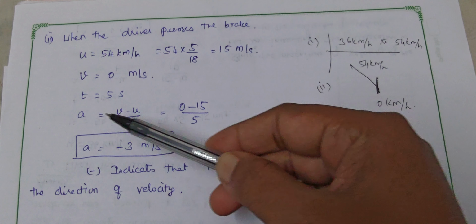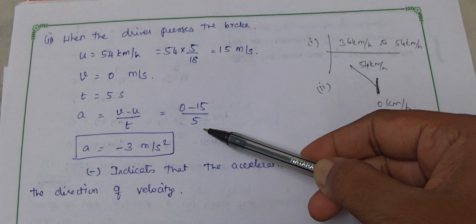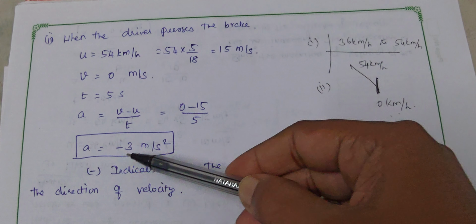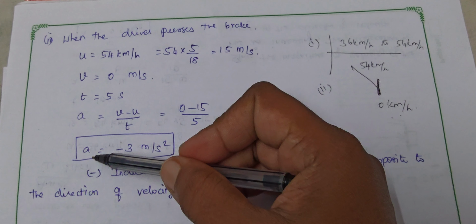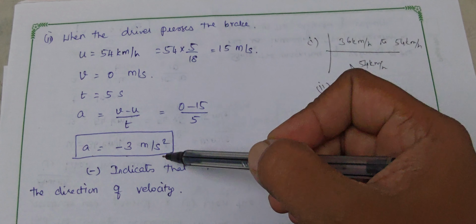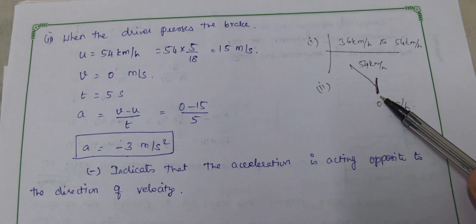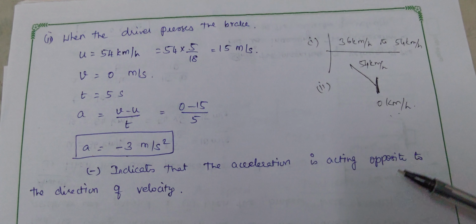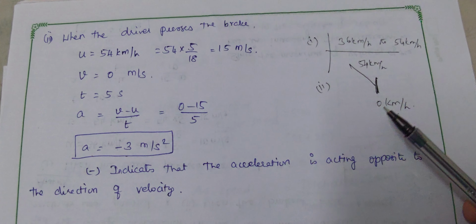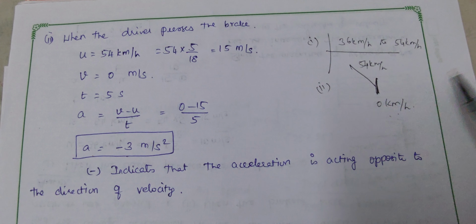Again substitute. a is given by (v minus u) divided by t. So 0 minus 15 by 5, which is nothing but minus 3 meter per second square. So the a value is minus 3 meter per second square. What does the negative sign indicate? The speed decreased from 54 to 0. It indicates the acceleration is acting in the opposite direction to the velocity. Opposite direction, it is decreasing.